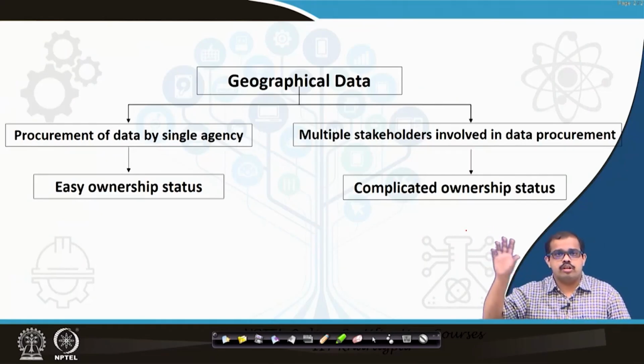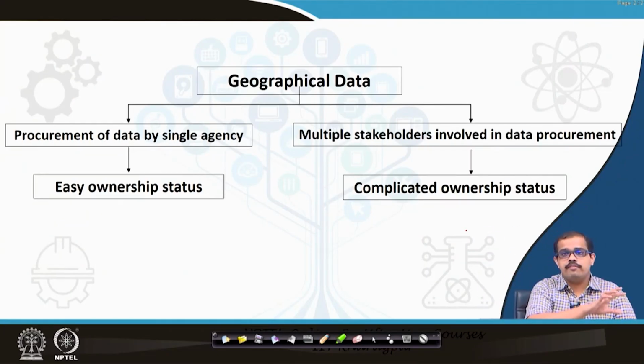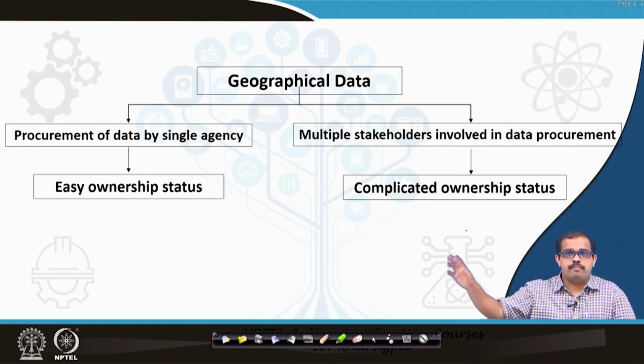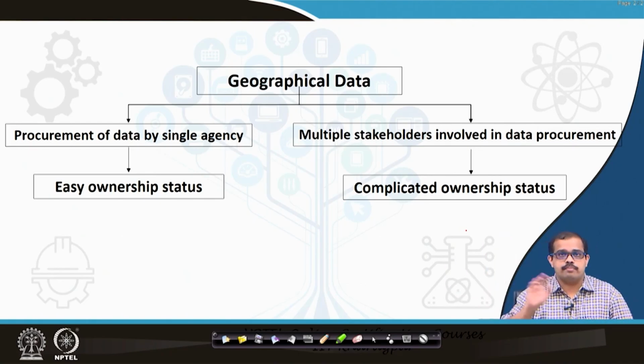When you look at geographical data, you have procurement from a single agency, or you have multiple stakeholders when you are procuring such data. If you have a single agency which has the ownership, then you can easily get that ownership status. But if you have multiple stakeholders, then it is extremely complicated. That is where today's GIS data is actually failing the consumer or the user who has to consume this data for his or her daily activities.